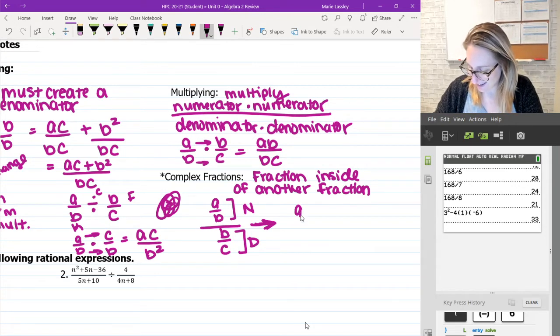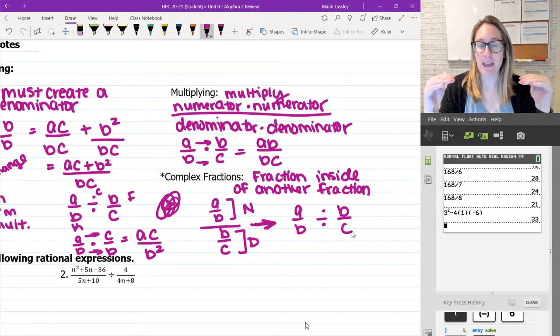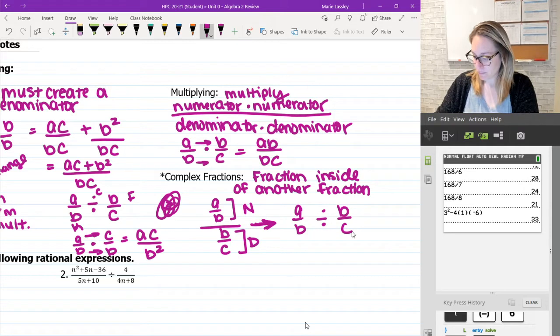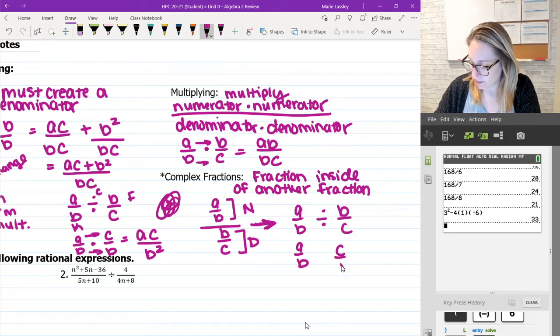All right, so A over B divided by B over C. Just make sure you don't flip it yet. We are going to flip it when we actually apply the division sign. You're just basically rewriting this in a straight line instead of stacked. So now that it's written with a division sign, it's just like dividing fractions. You keep the first one, you flip the second one, and you change the division to multiplication, and then you multiply straight across, AC over B squared.